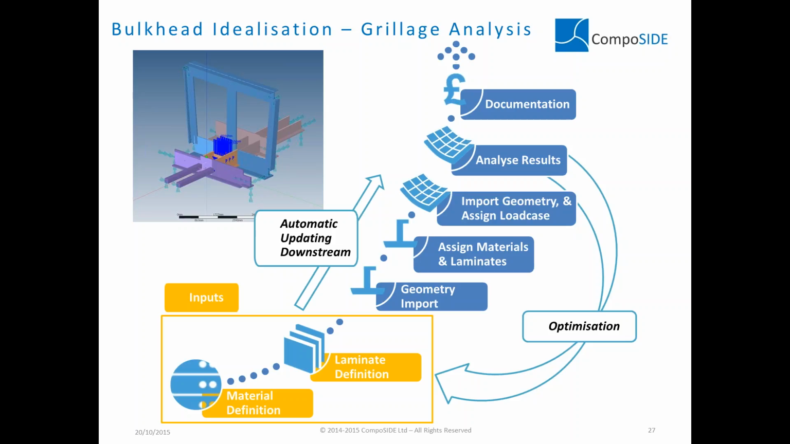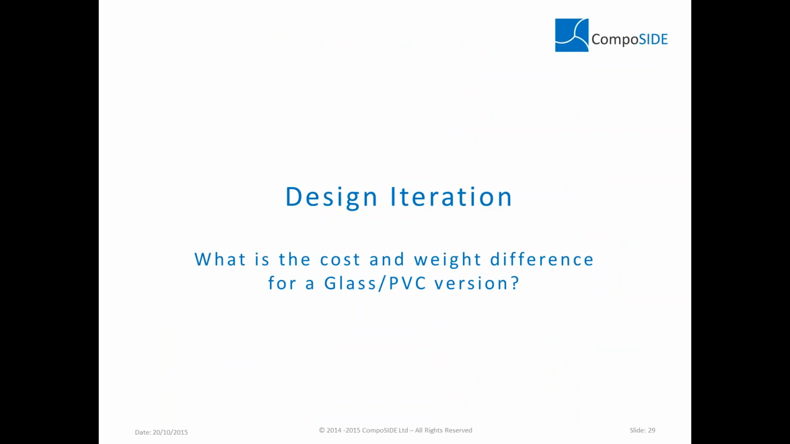Okay. So that's the end of our live examples. We have one small design iteration. So, for example, I did a pre-study for a carbon PVC design, and then the client came back to me and said, "Oh, I want it in glass PVC to see how it impacts the cost and weight."